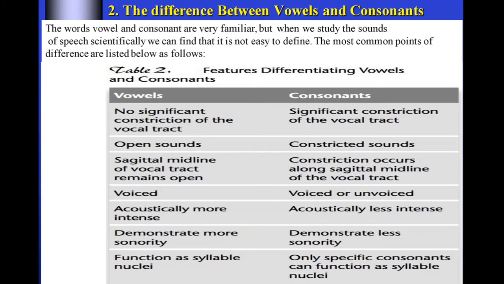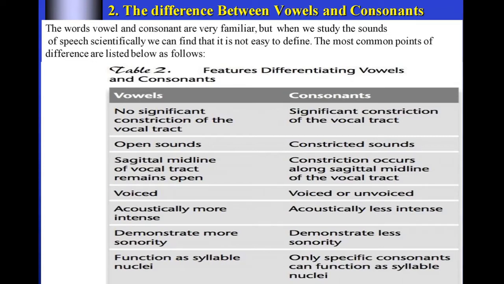Before we start describing vowels in detail, let's explain the difference between vowels and consonants. The words vowel and consonant are very familiar. You all know the difference between a vowel and a consonant when it comes to letters of the alphabet. But when we study sounds of speech scientifically, we find that it is not easy to define. The most common points of difference are listed as follows.